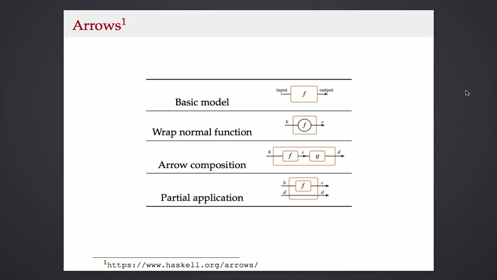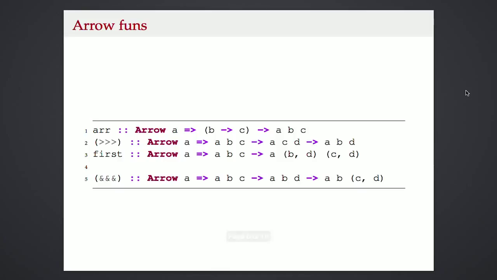You can read more about arrows. It's very interesting. So the basic functions are, what we see most is arr, which simply lifts a function into an arrow. We have some other helper functions as well to operate. This is the composition, this is the partial application. And this one, which we will see as well in the code, is basically if you have an arrow from B to C and an arrow from B to D, we can get a new arrow that goes from B and gives us both the outputs. It's very convenient.